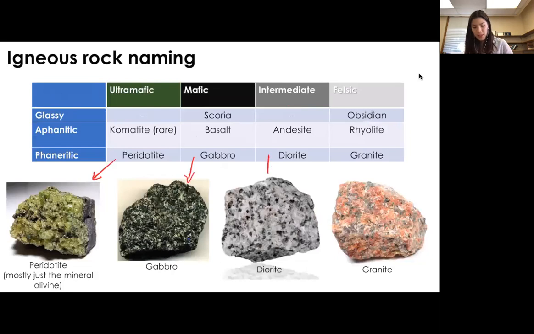As we move to intermediate compositions, those coarse grains, we retain some of the black minerals, but now we add in some white minerals, and we get this black and white rock called diorite. And that rock can often look similar to granite. However, granites are often going to include a particular type of feldspar called K-spar or potassium feldspar that is characteristically pink in color. So our very felsic coarse-grained rocks will be pink and pale.